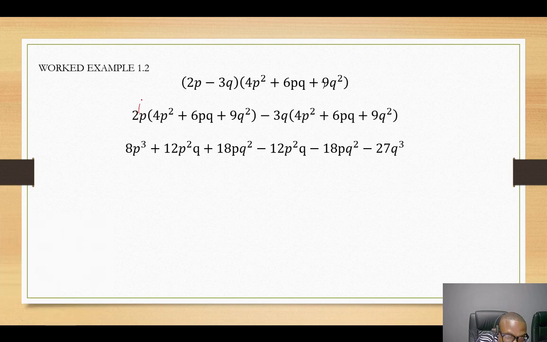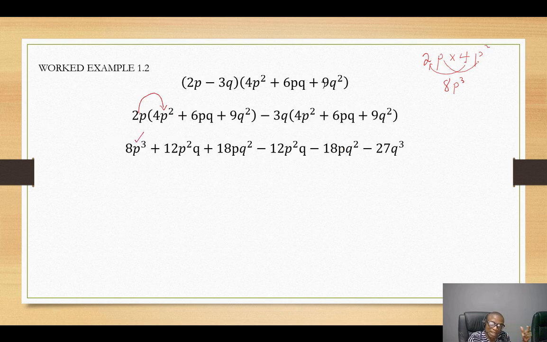If we say 2p times 4p squared, we know that, okay, let me write it here. 2p times 4p squared. 2 times 4 is 8. P times p squared is p cubed. So it's 8p cubed, which is this one here.